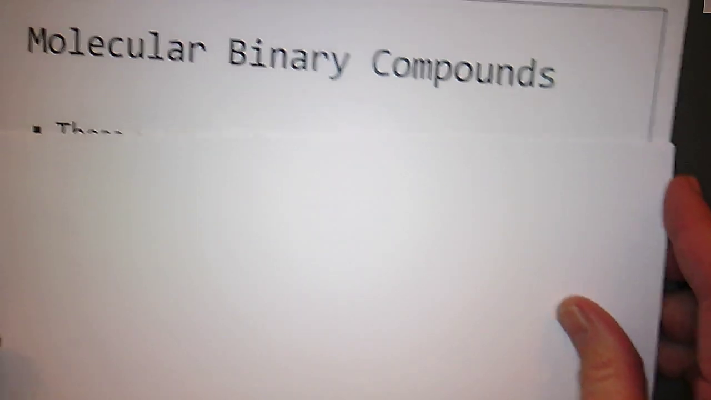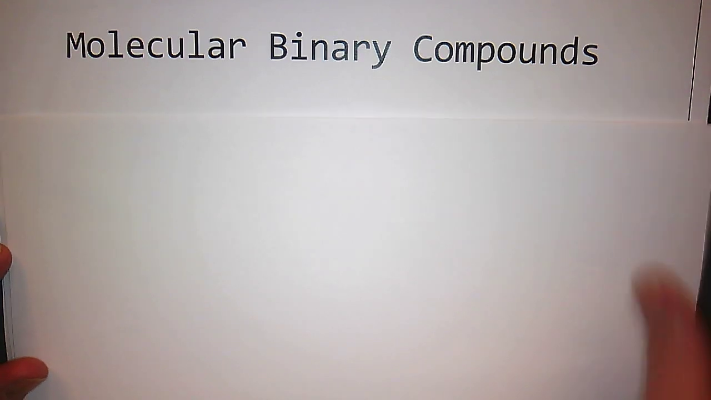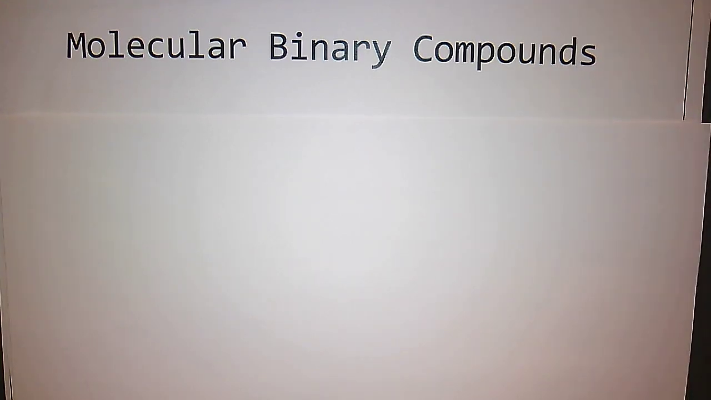So that's the ones we're going to learn to do today. Because they don't have charges, we can't use the charges to figure out what the compounds are going to be, okay? So what we're going to learn today is molecular binary compounds. Molecular binary compounds. So in your notes, this section is, or binary molecular, because we did binary ionic. So you can do it either way, molecular binary or binary molecular compounds.